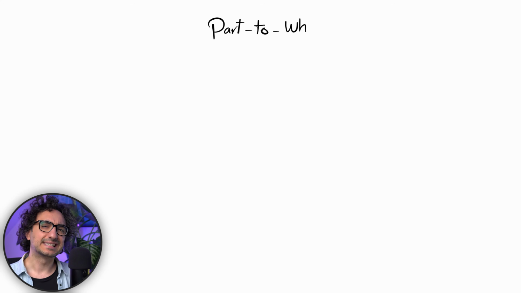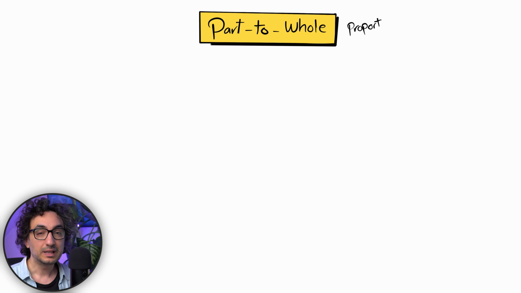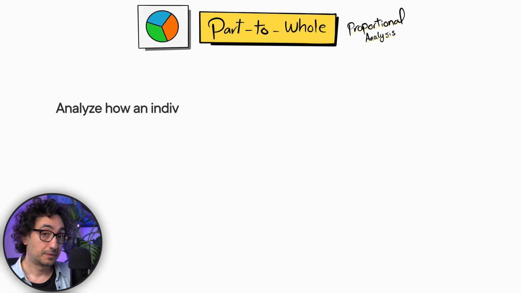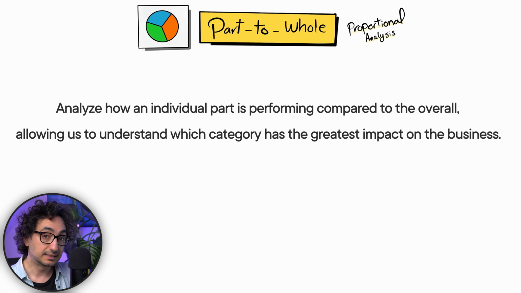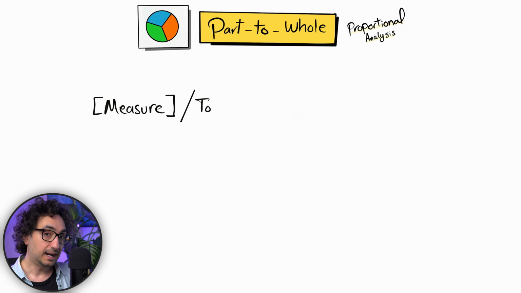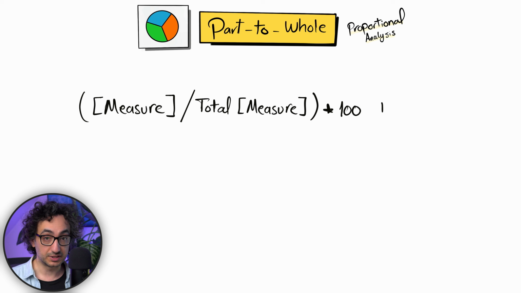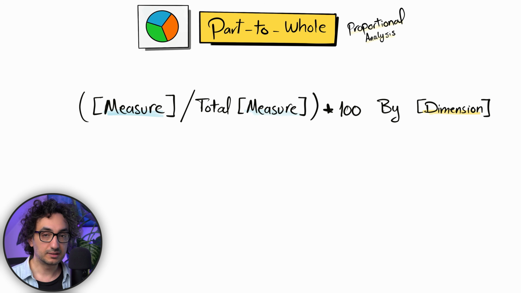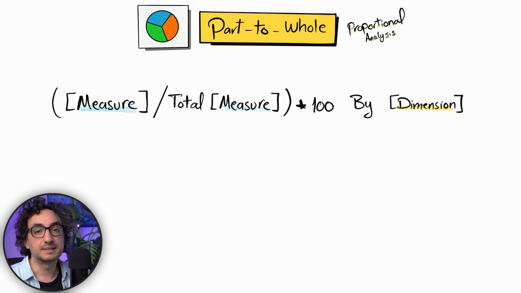Okay, so now what is exactly part to whole analysis? Well, we use it in order to find out the proportion of a part relative to the whole. Here we're gonna analyze how an individual category is contributing to the overall in order to understand what is the most impacting category to the overall business. So now for the formula, it is very simple. You have to go and pick one of your measures, divided by the total of the measure, and then multiply it by 100 in order to find the percentage by a specific dimension.